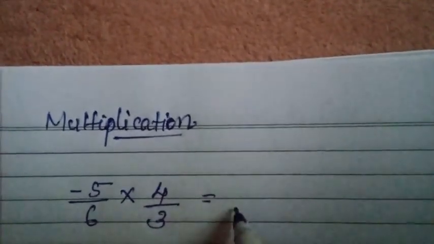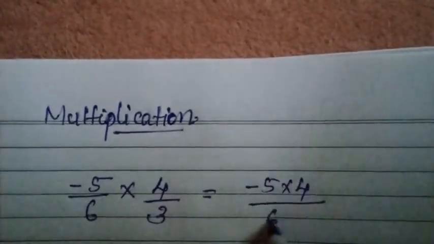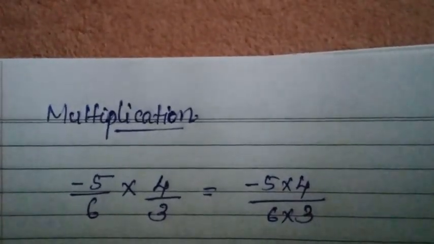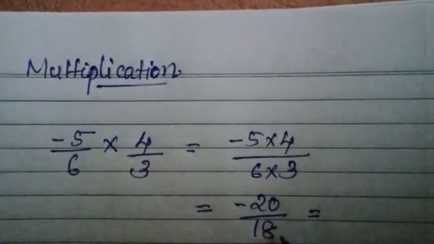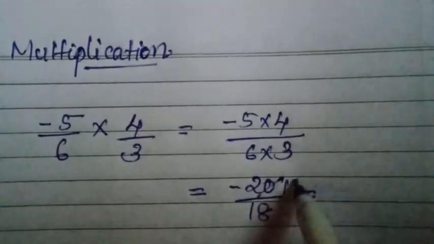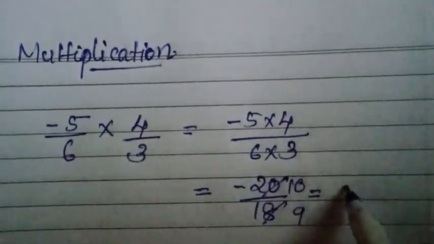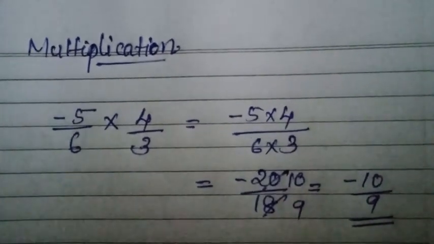Next we will revise multiplication. First I will do minus 5 by 6 into 4 by 3. What should we do? Multiply the numerators and multiply the denominators. Minus 5 into 4 divided by 6 into 3. We will get the answer minus 20 by 18. And we have to cut it with a common factor. Here is the common factor. We will get 2, 10 and here 9. So minus 10 by 9 is the answer. Okay. And the next one, they will give some big numbers.